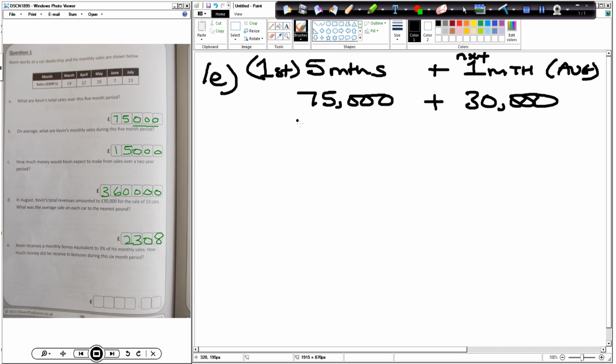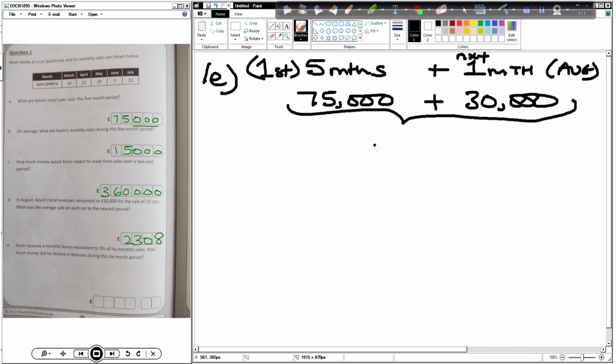Now, what we need to do first of all, for the first 5-month period, we know from question 1A is 75,000. First 5 months. In part D of the question, it goes in August, which is the 6th month, according to his 5 months already covered up to July, starting in March, and then you have the next month, which is August, which is, he made £30,000. So altogether, in the 6 months that he did it, he made a total of £105,000 of sales in 6 months. So we now need to work out 3% of that.